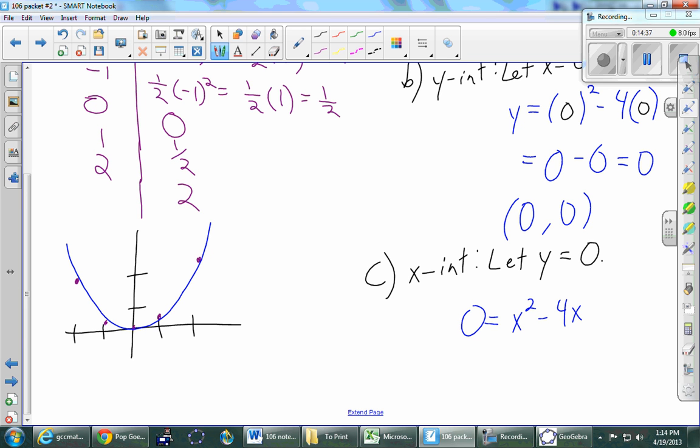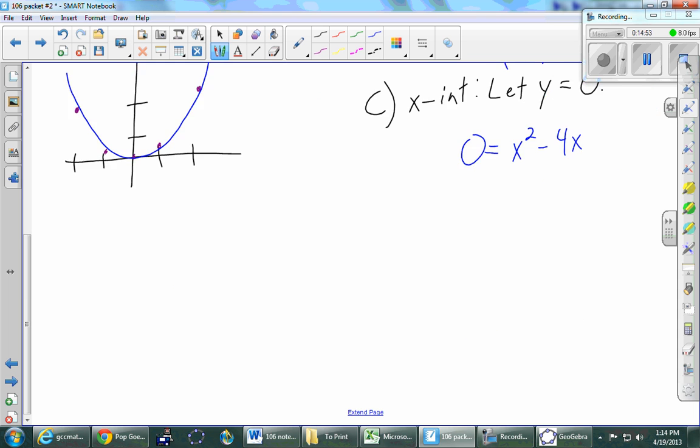Now finding the x-intercept is invariably more work than finding the y-intercept. Y-intercept, you just plug 0 in and you do arithmetic. Here, we need to do algebra. So almost always it's factoring.